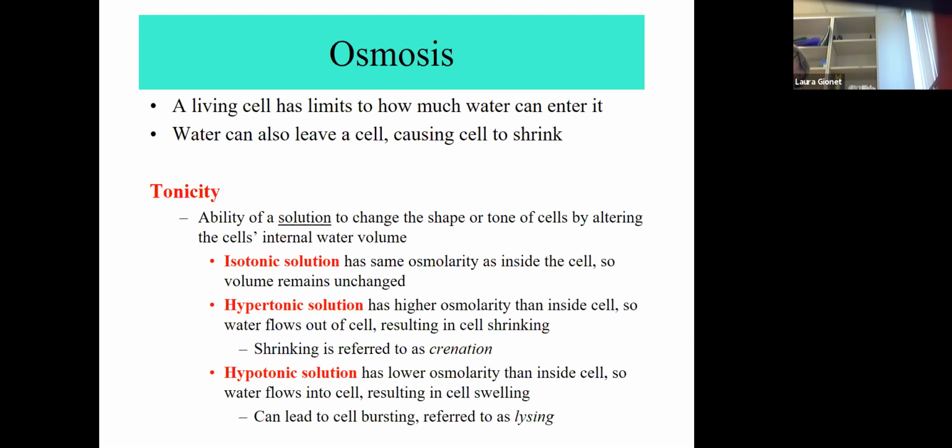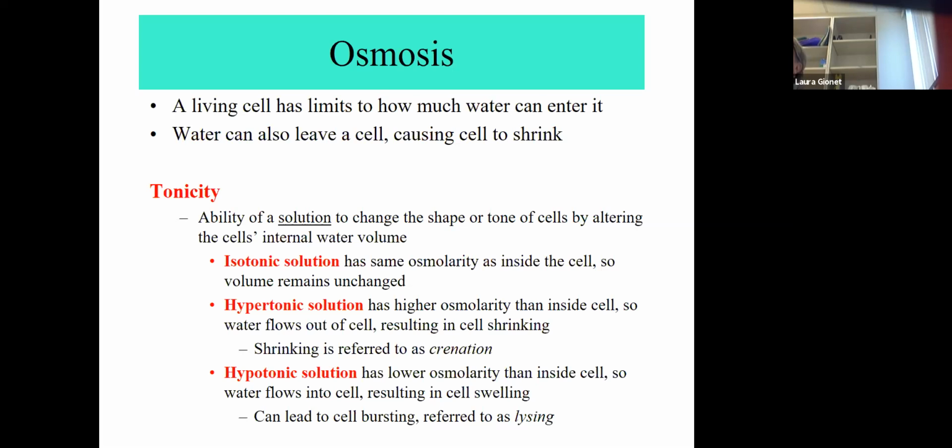So the cell can't have an abundance of water inside the cell. If it's too concentrated inside, and the osmolarity, or the osmotic gradient, is too high in the cell versus outside of the cell, it's going to draw fluid into the cell to the point that it just expands and breaks. So we're going to look at the tonicities of different fluids that body cells often reside in. Tonicity is the ability of a solution to change the shape or tone of cells by altering the cell's internal water volume.